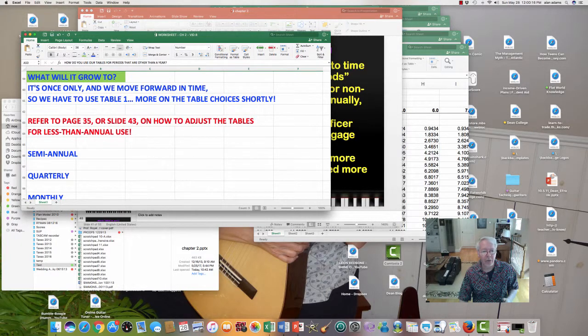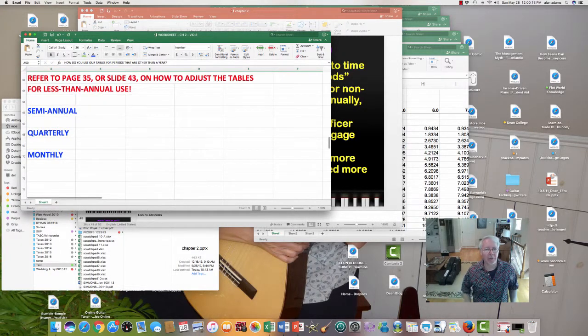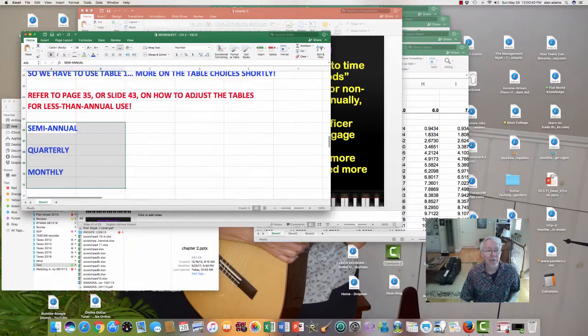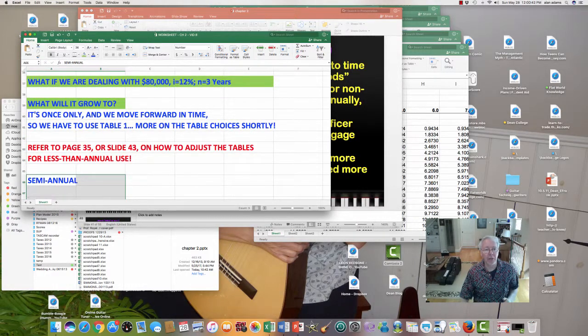That means if we're going to use these tables for something less than annual, we're going to have to adjust them ever so slightly. The same tables will be used. So we will deal with the 3 most common adjustments to these tables. Semi-annual, twice a year. Quarterly, 4 times a year. Monthly, 12 times a year. But we are going to be dealing in green with $80,000, 12%, 3 years.